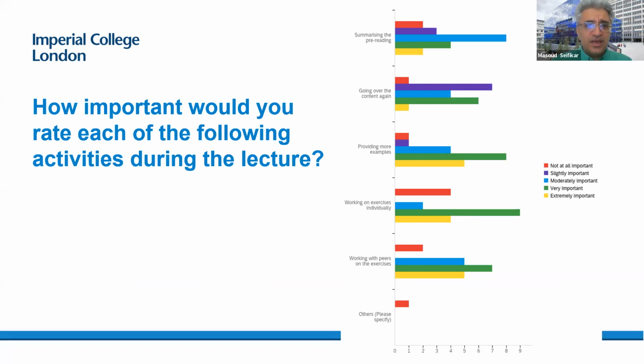How important would you rate each of the following activities? Summarizing pre-reading during the lecture. I think lots of people said it's important, and also going through content again, providing more examples, and working on exercises. Usually, they found it very important, and also working with peers, I think most of them found important as well.